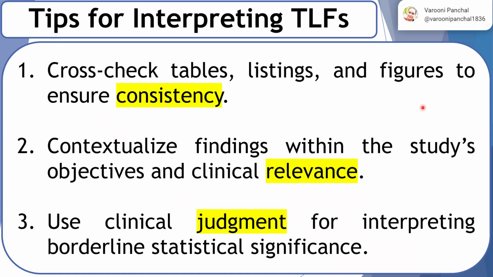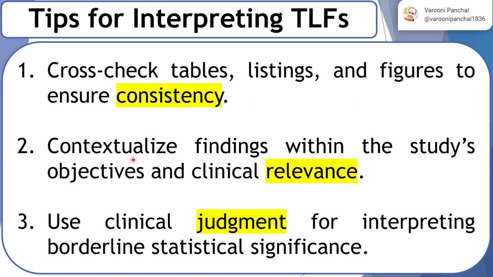But if the derived data set is correct, then you go back to the raw data. When you see some discrepancy between raw data and derived data set, and from derived to tables, listings and figures, you need to find out the traceability as to where exactly the issue is. You have to go back from TLFs to derived data sets, and if the derived data set is correct, then you go back to the raw data. And in the raw data, if you see some issues or concerns, you have to raise the query to the monitoring site. That's how you can cross check for consistency.